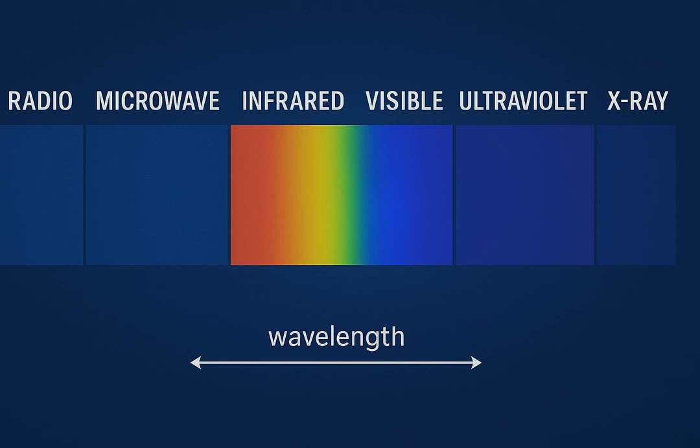And that's why we give them different names and why they have such wildly different uses. Heating food, talking on the phone, seeing the world, getting a sunburn, checking for broken bones. It all comes back to where that radiation sits on this energy scale. Understanding the spectrum really is fundamental. Physics, technology, astronomy, our whole view of the universe relies on it, and realizing just how much of it is completely hidden from our direct senses.